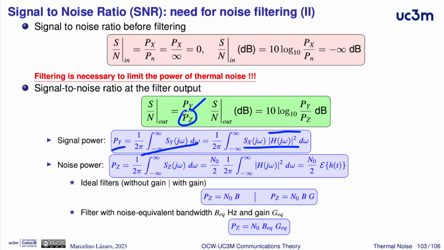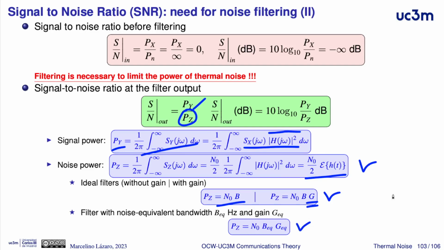For the noise power at the denominator of the signal-to-noise ratio, we have several alternatives. In general, this noise power can always be computed by the product between N0 halves and the energy of the filter. But if we consider ideal filters, we have very simple expressions. With unit gain, it is just equal to the product between N0, remember that N0 is the product between the Boltzmann constant and the temperature in Kelvin degrees, and the bandwidth in hertz. If we have a gain power in the ideal filter, the product with this gain power must be included.